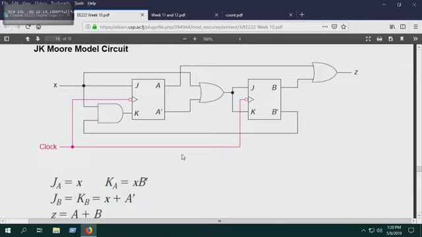If there is no bubble, generally there is a bubble. Generally we use the bubble one, right? If there is no bubble, that means we are using the rising edge of the clock pulse. So let's have a look at the timing diagrams.